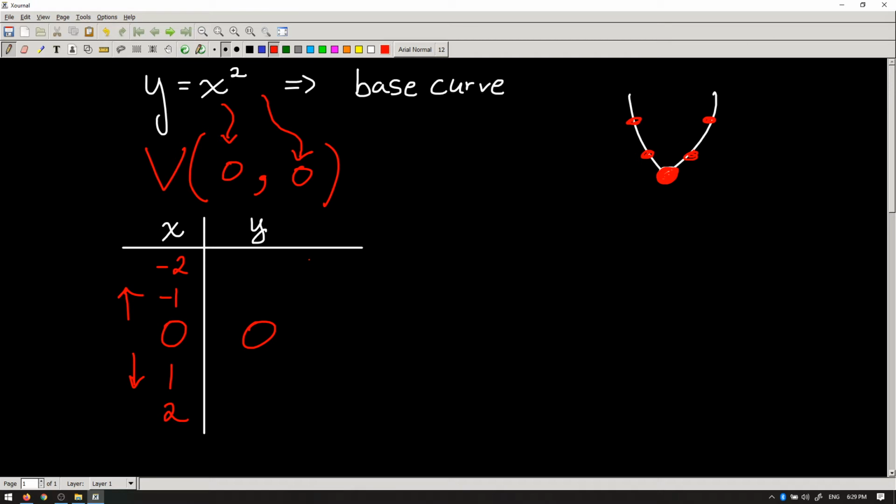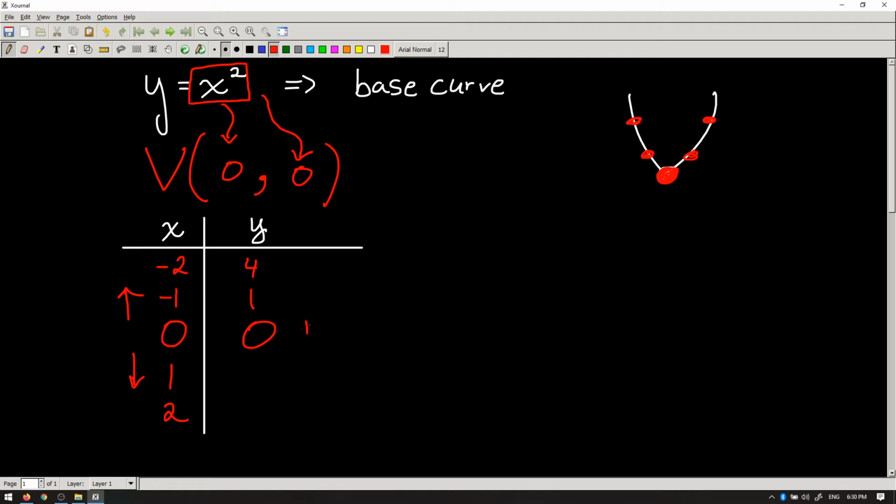Now, if you notice, there are some y values here that are missing. How do I get them? Well, I plug those x values into this equation. You see, this equation tells me that if I square x, I get y. So what is the square of -2? The square of -2 is +4. So I end up getting +4 here. And the square of -1 is 1.